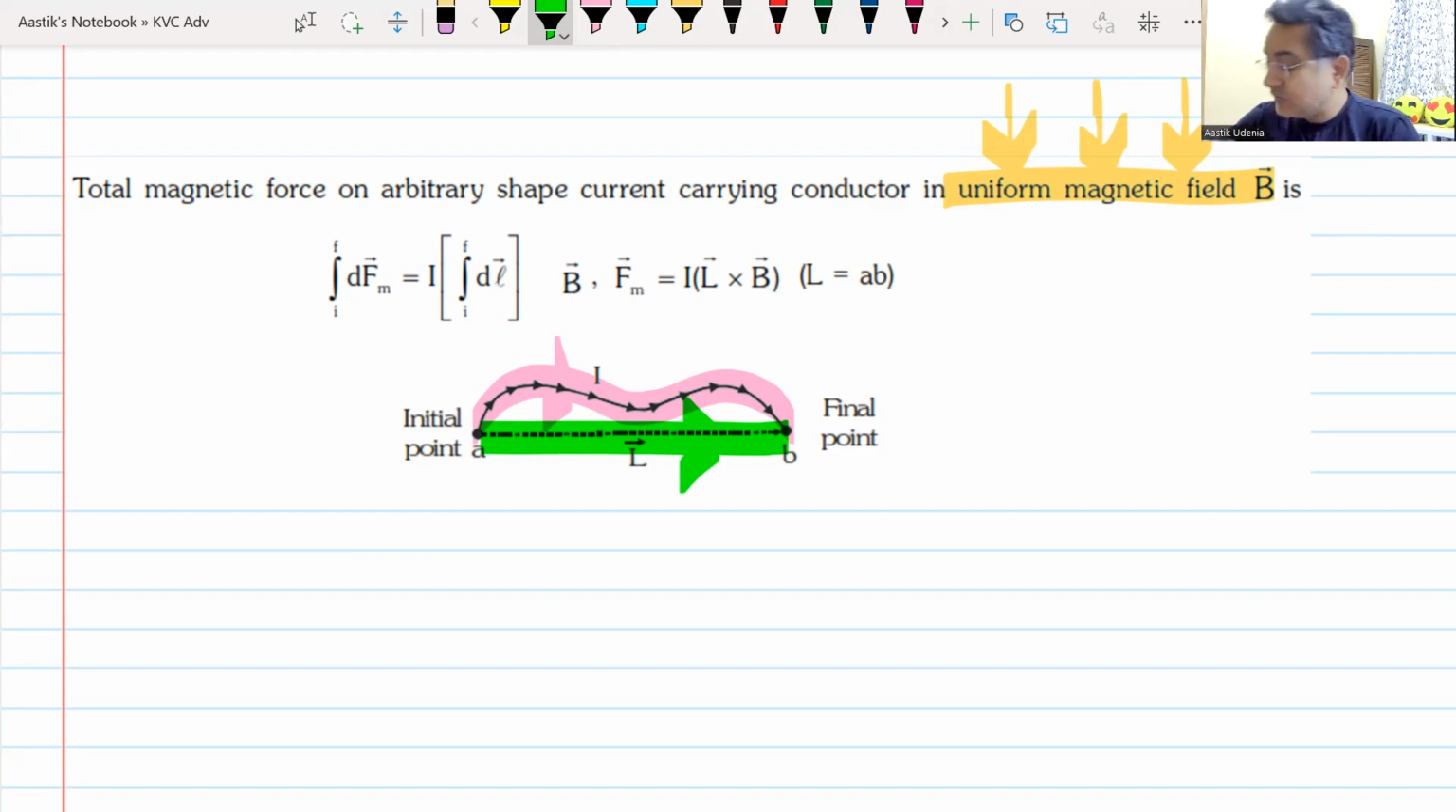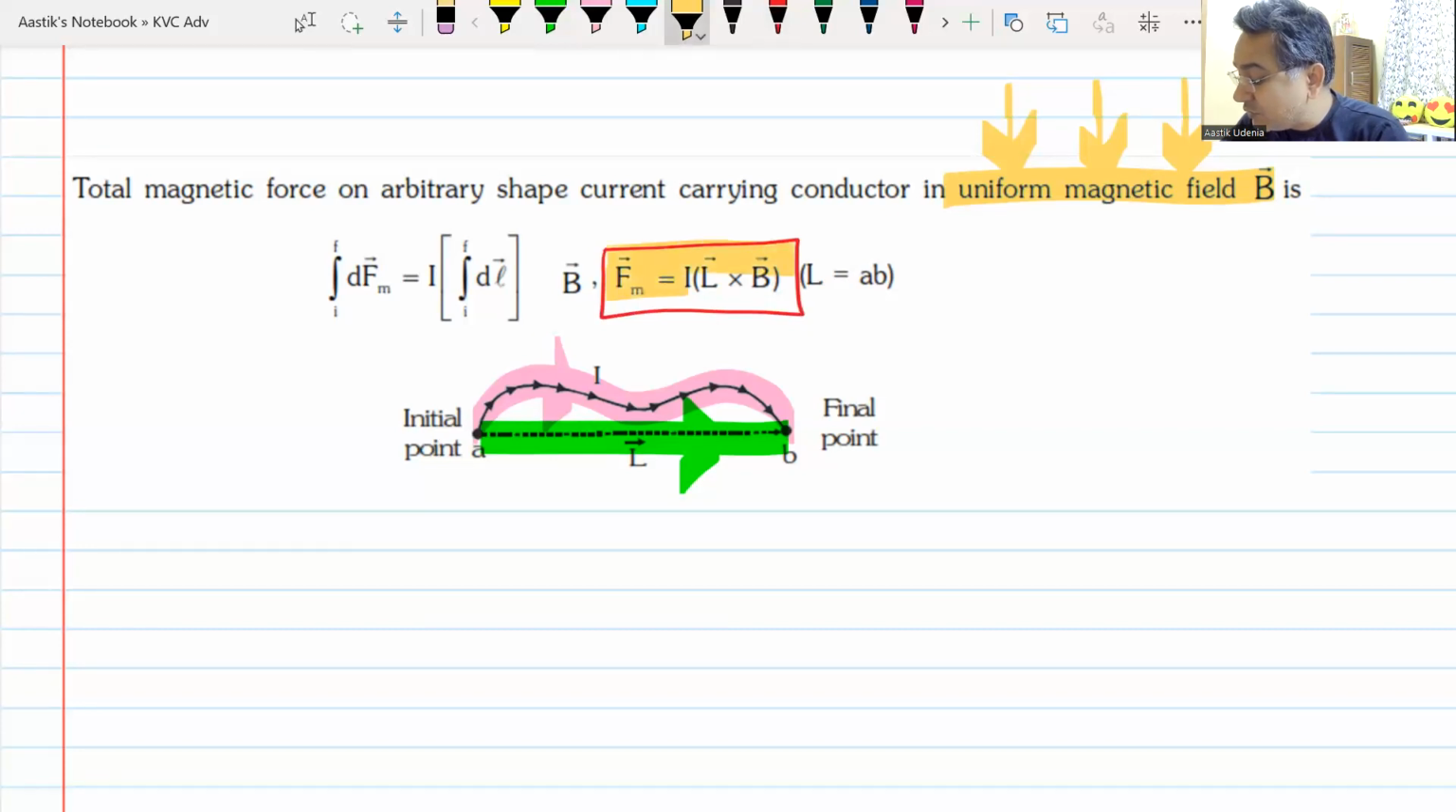Yes. Using this concept, you can find out the magnetic force acting on any shape wire which is placed in a uniform magnetic field. You just have to join the two ends of the wire with a straight line. Whatever force is acting on the curved part, the same force would be acting on the straight path in the same direction. Do we understand this? Yes. I'll give you 2 minutes to note this down.